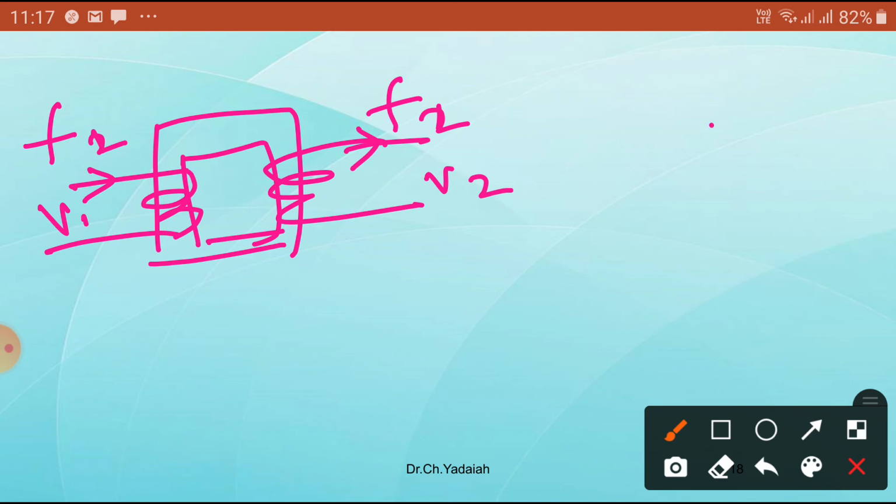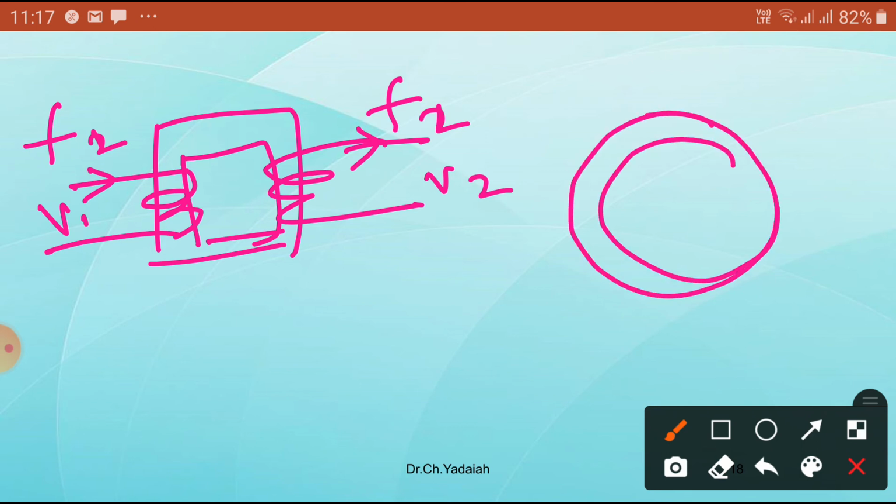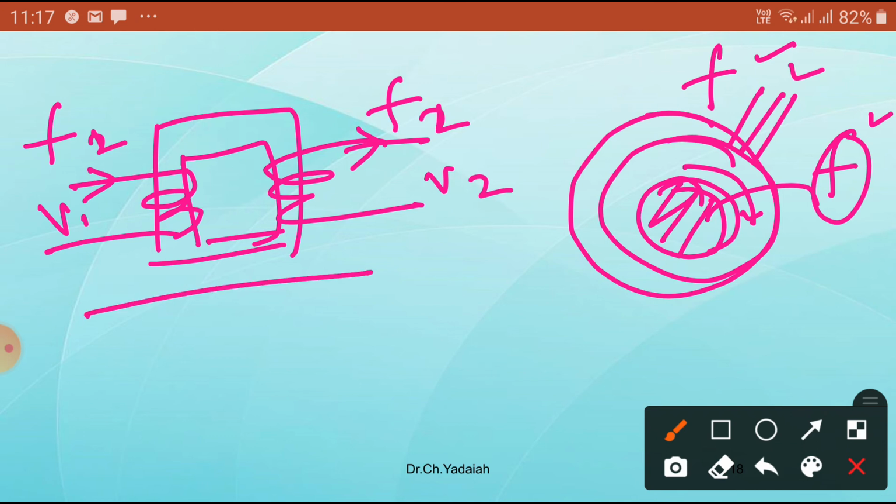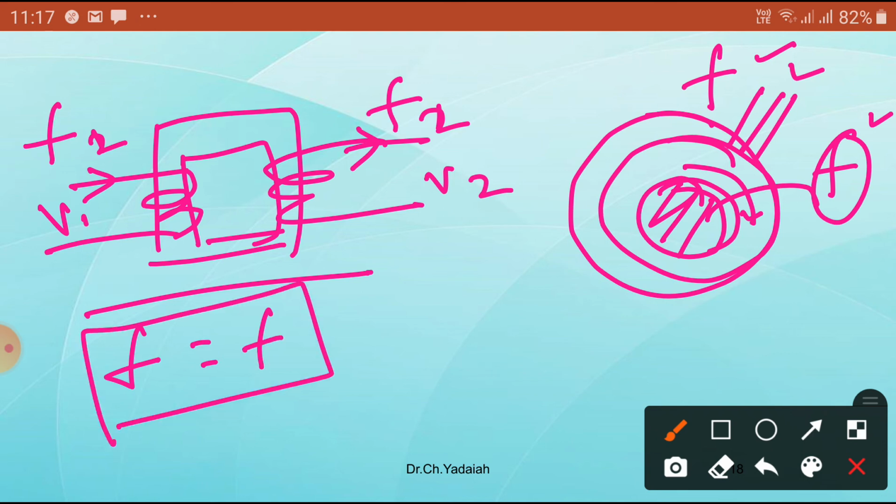But in our induction motor, a 3-phase supply of frequency F is given, and with the rotor at standstill it also produces F, because the stator is the primary and the secondary is at a stationary position. Once the rotor rotates, the frequency of the rotor may not be equal to the frequency of the supply. Please remember, in a transformer the primary frequency is always equal to the secondary frequency.